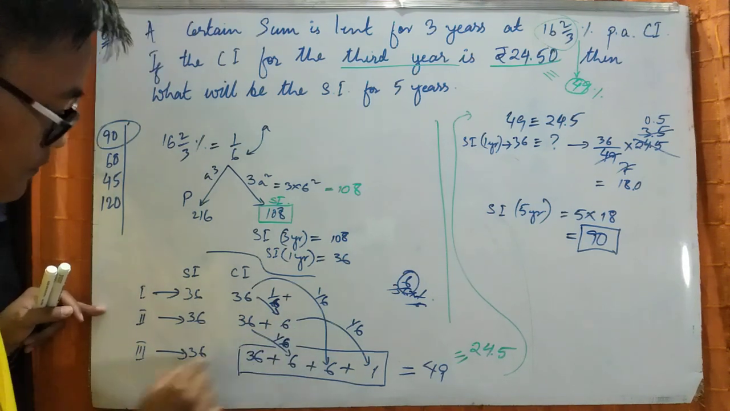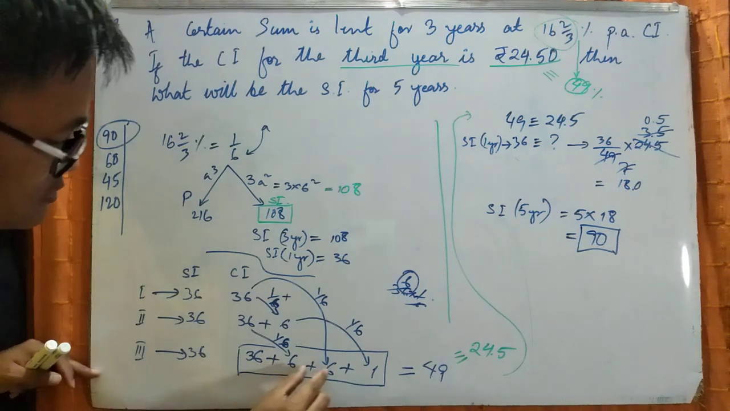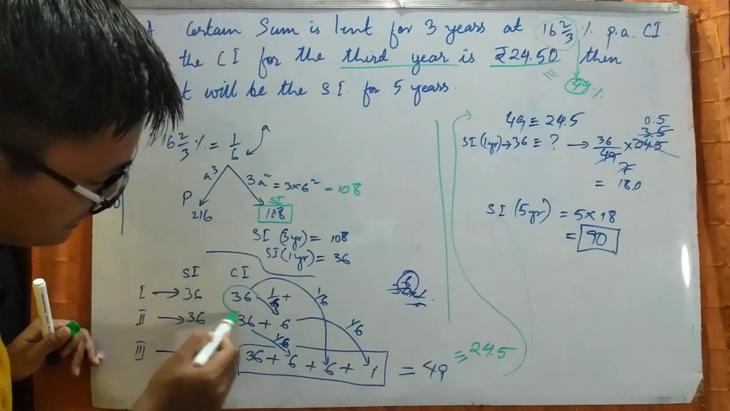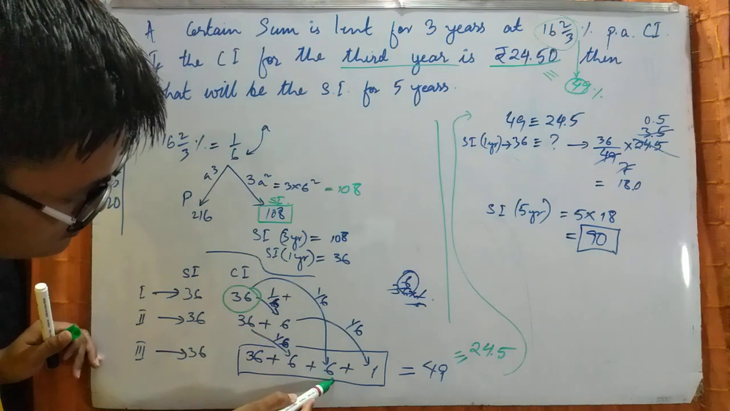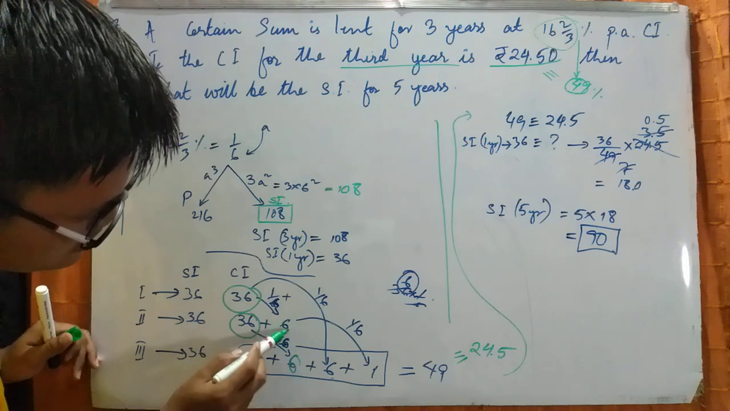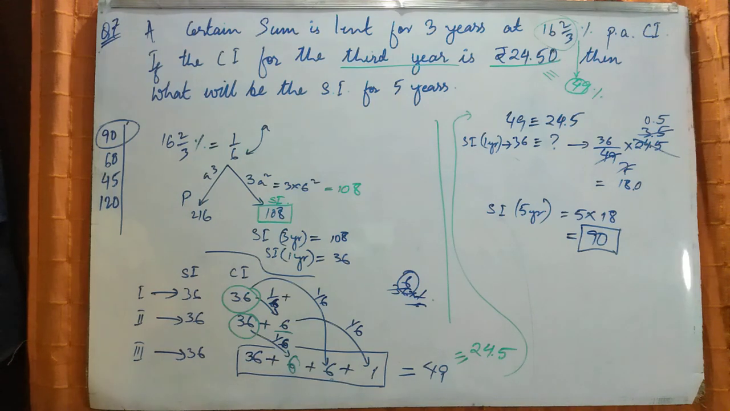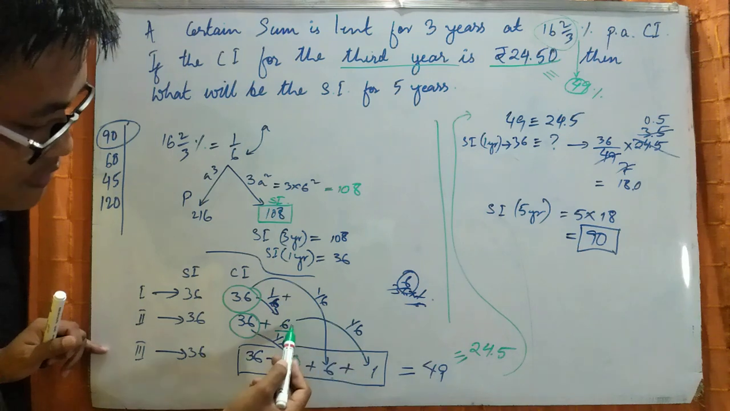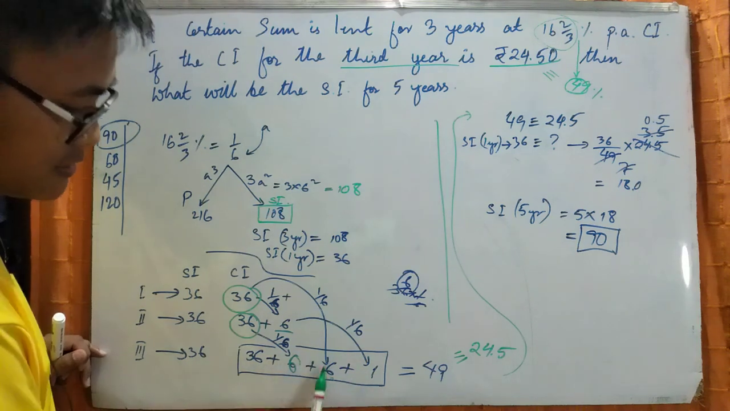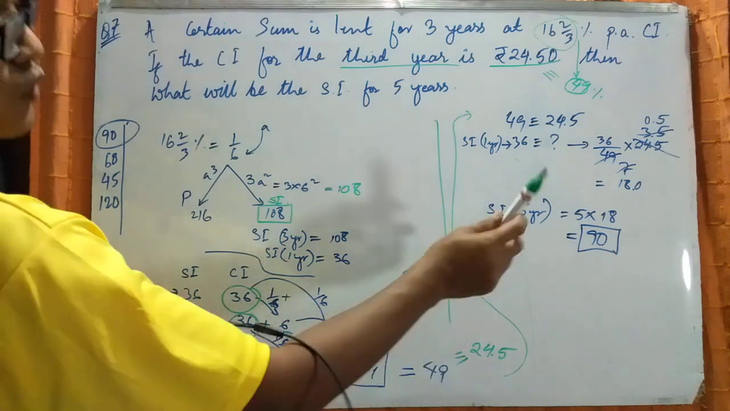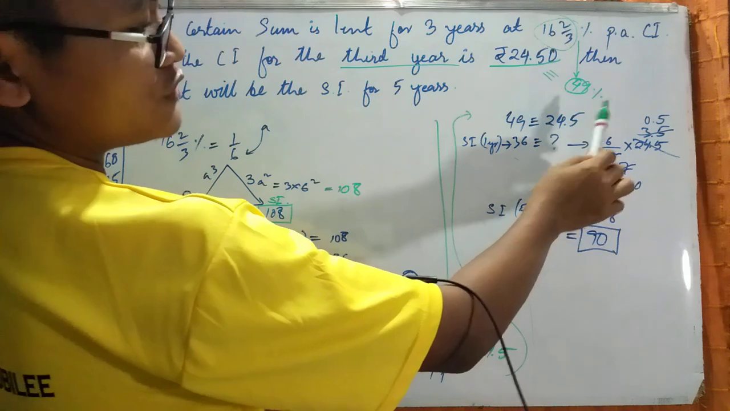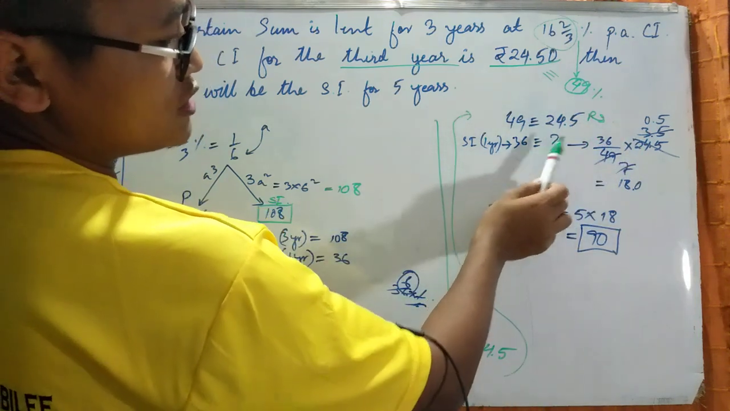For the third year, 36 plus, this is for understanding, plus how much increment: 1 by 6 of 6, which is 1. So total compound interest for the third year is 36 plus 6 plus 6 plus 1, which is 49 units. 49 units is equivalent to 24.5, the given rupees. Then 36 is the simple interest for 1 year.